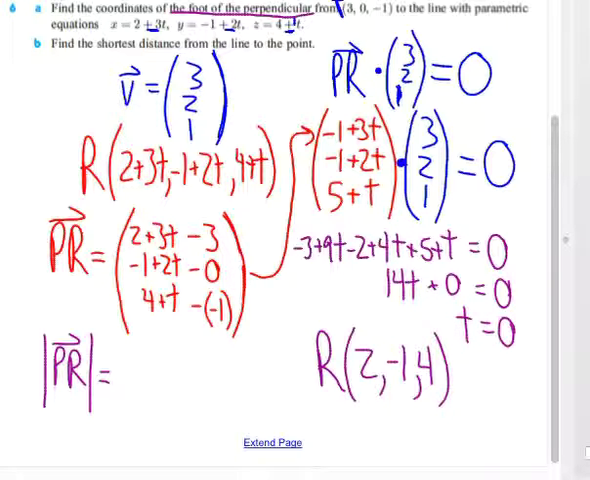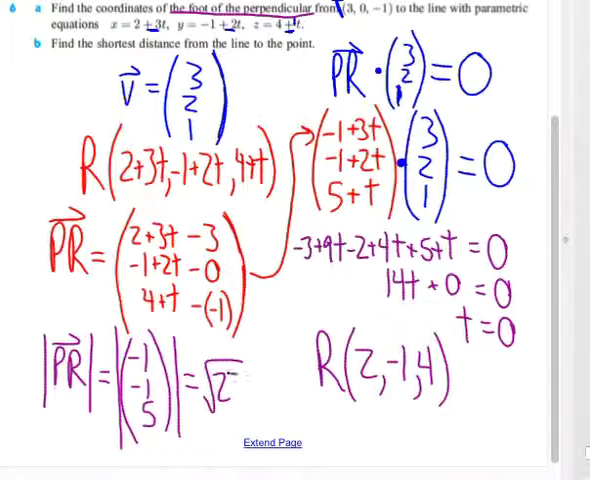Again, time is 0, right? So we have 2 minus 3 is negative 1. Negative 1 minus 0 is negative 1. 4 plus 1 is 5. So we're finding the magnitude of that vector. And in this case, it ends up equaling square root of 27. Good. Square root of 27. So that's 3 root 3. Yeah, let's simplify that.